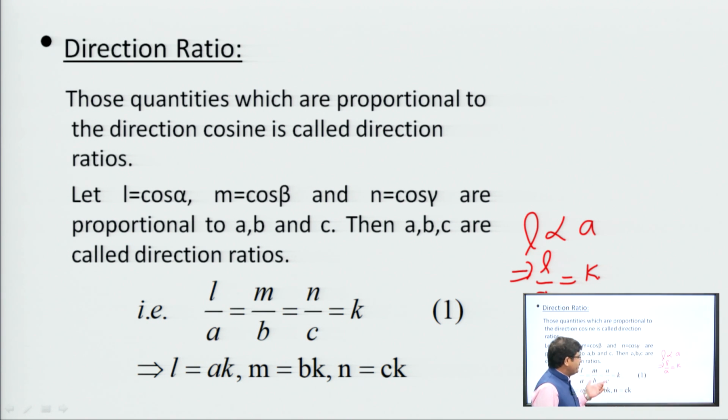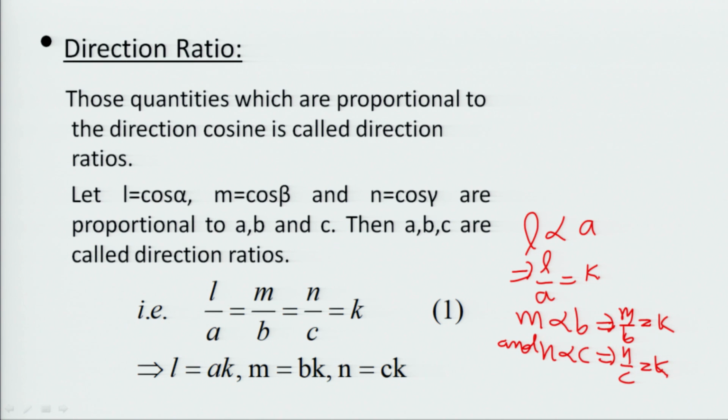Similarly, m proportional to b implies m upon b, again one constant, write k, and n proportional to c, n upon c is again k. Writing here l upon a equals m upon b equals n upon c equals k. k is a proportional constant. In that case, small l equals ak, small m equals bk, small n equals ck.